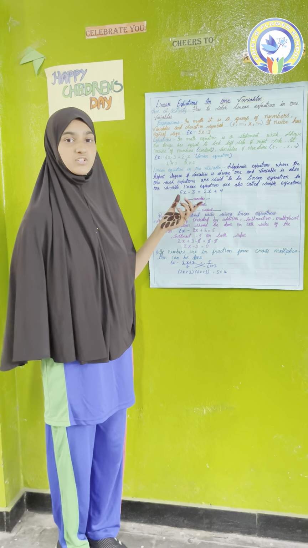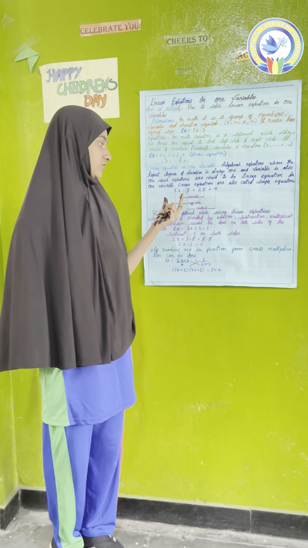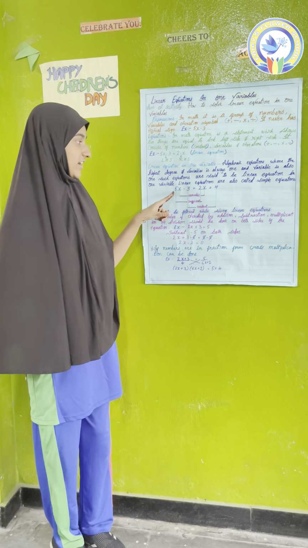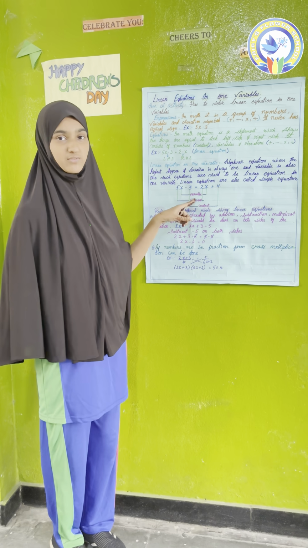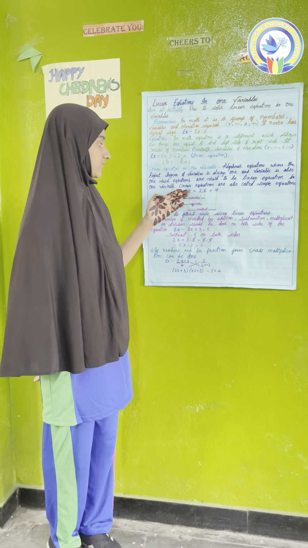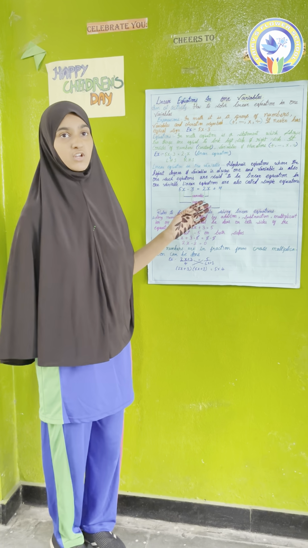The number which is before the variable is known as the coefficient. Here 5 and here 2 are coefficients. The x here and here is the variable, and this 3 and 4 are constants.